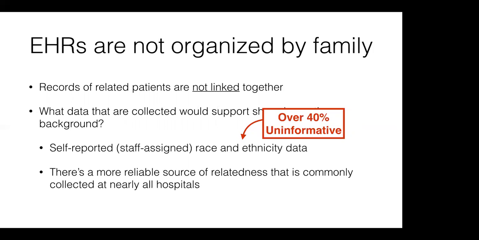There is a more reliable source of information that is collected at every single hospital, and that's the emergency contact information. It is part of hospital processes to collect an emergency contact at the time of admission. And patients are asked to provide somebody's name, phone number, their address, as well as the relationship between that person and the patient.